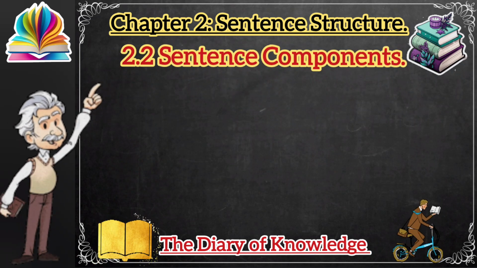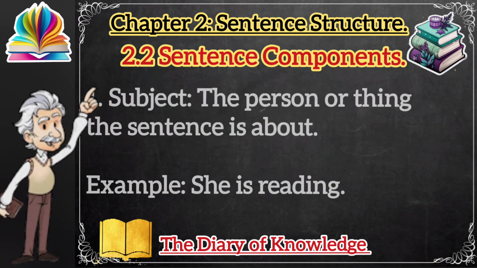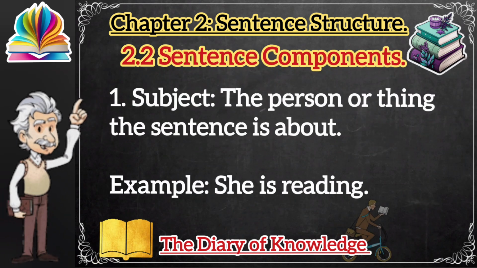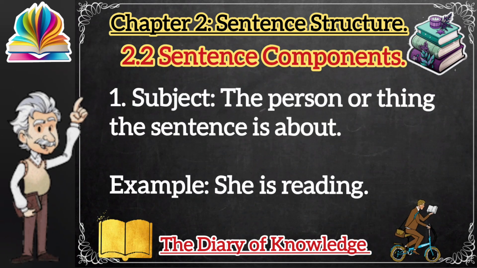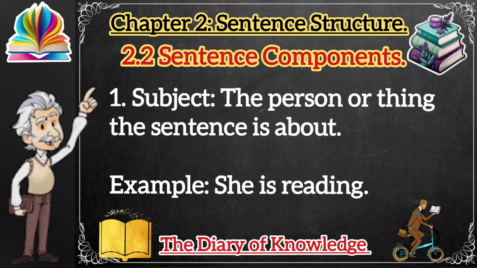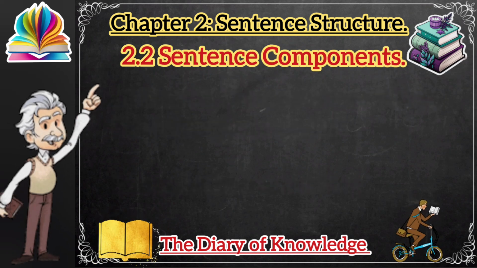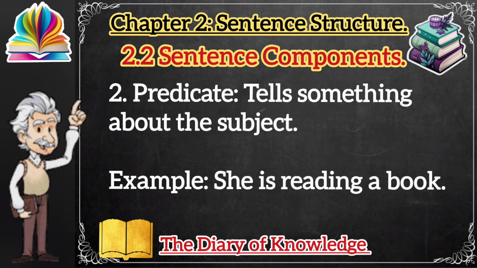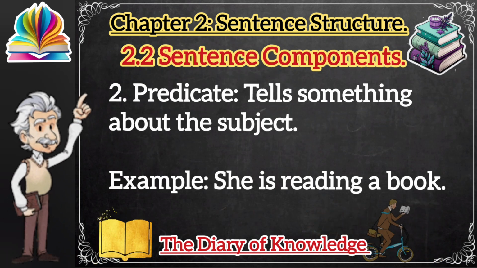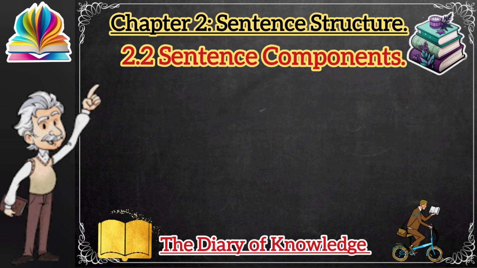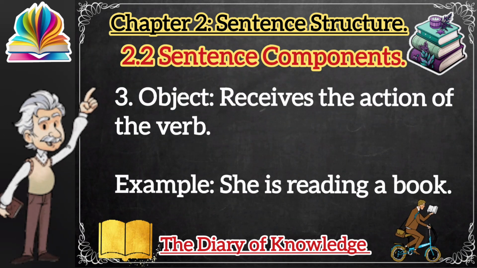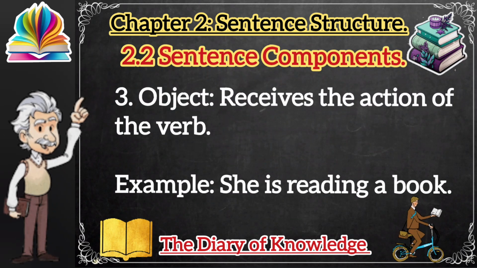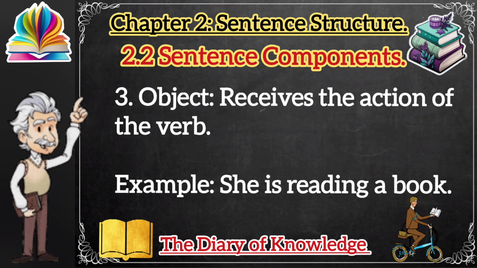2.2 Sentence components. 1. Subject: the person or thing the sentence is about. Example: she is reading. 2. Predicate: tells something about the subject. Example: she is reading a book. 3. Object: receives the action of the verb. Example: she is reading a book.